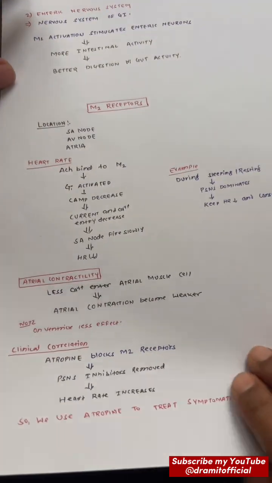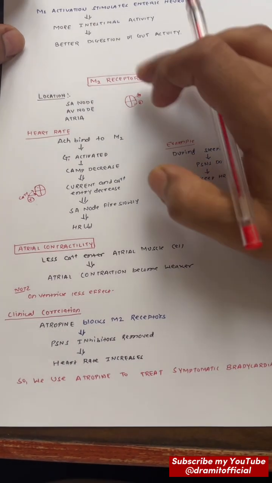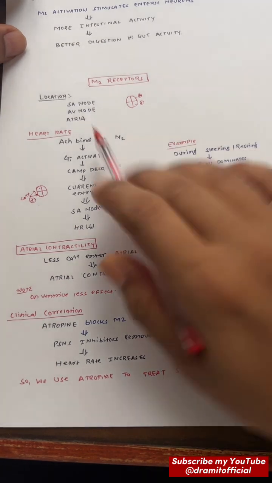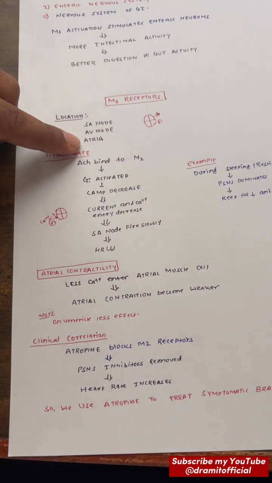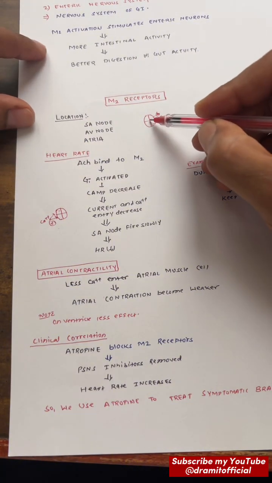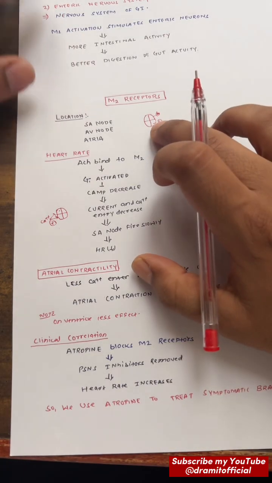Now we'll start talking about the M2 receptor. The first thing is where the M2 receptor is actually present. Its location is the SA node, AV node and atria of our heart. Suppose this is our heart: it is in the SA node, the AV node and the atria. It is less effective in the ventricles.